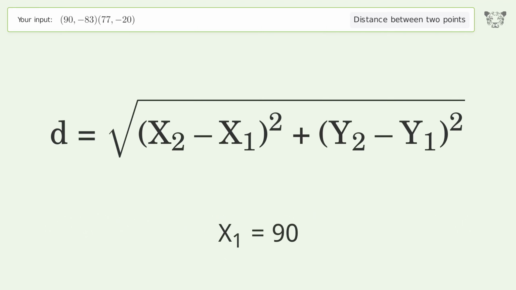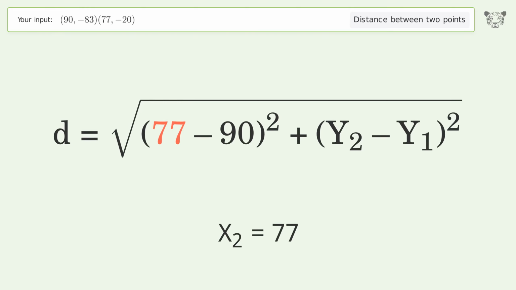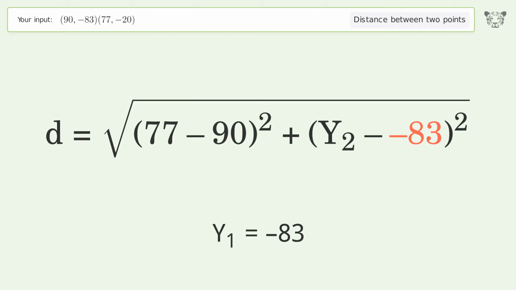x1 equals 90. x2 equals 77. y1 equals negative 83. y2 equals negative 20.